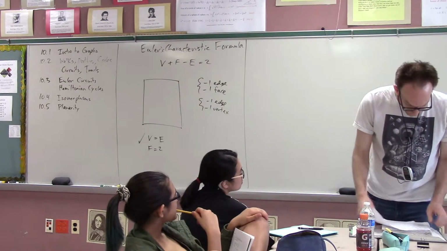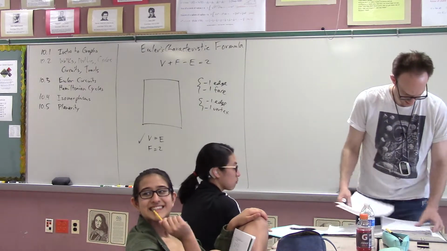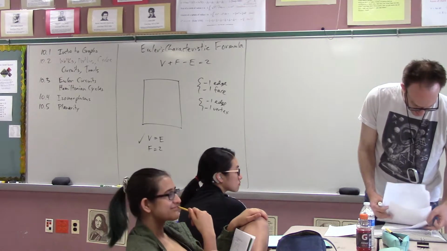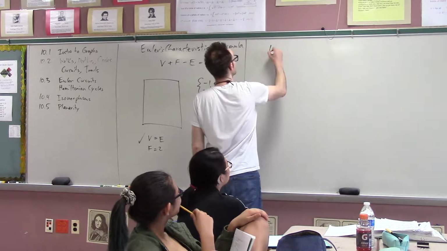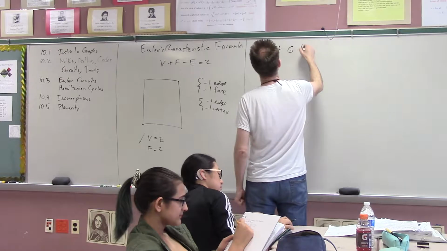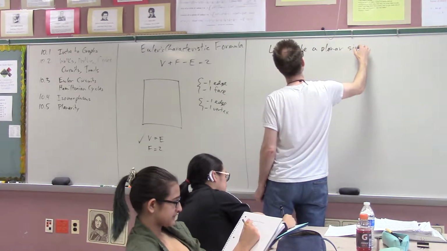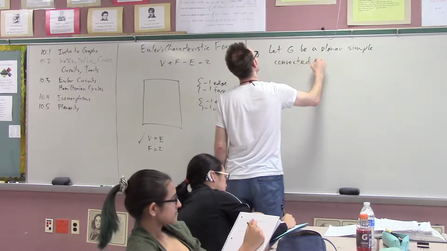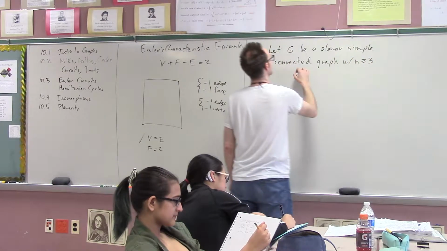And let's see. I have, well, maybe I don't need my notes. Maybe I need my notes. What we did was we said, let G be, I can't remember the exact things I need to set this up properly, but let G be a planar, simple, connected graph with n greater than or equal to 3 vertices.